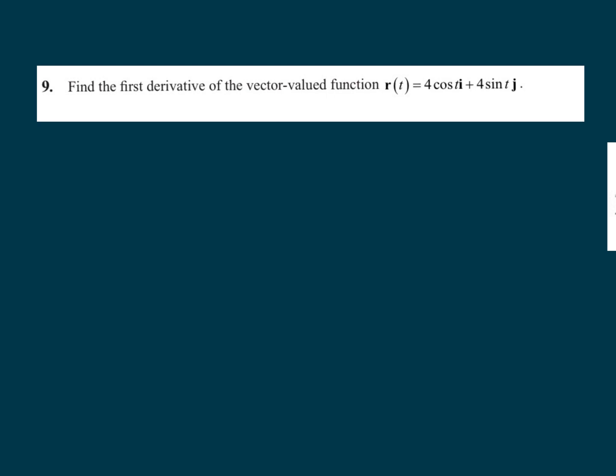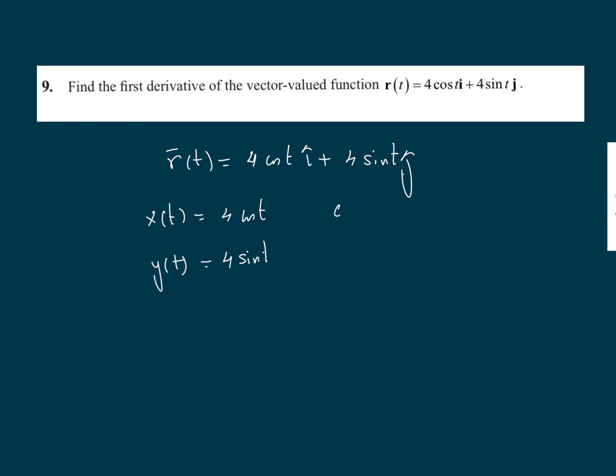Now problem 9 says find the first derivative of the vector valued function r of t equals 4 cosine of t i plus 4 sine of t j. We know that the description of this vector valued function is a circle going counterclockwise. So the r of t is 4 cosine of t i plus 4 sine of t j. And the x of t is 4 cosine of t. And the y of t is 4 sine of t. And the derivative of x with respect to t is minus 4 sine of t. And the derivative of y with respect to t is 4 cosine of t.